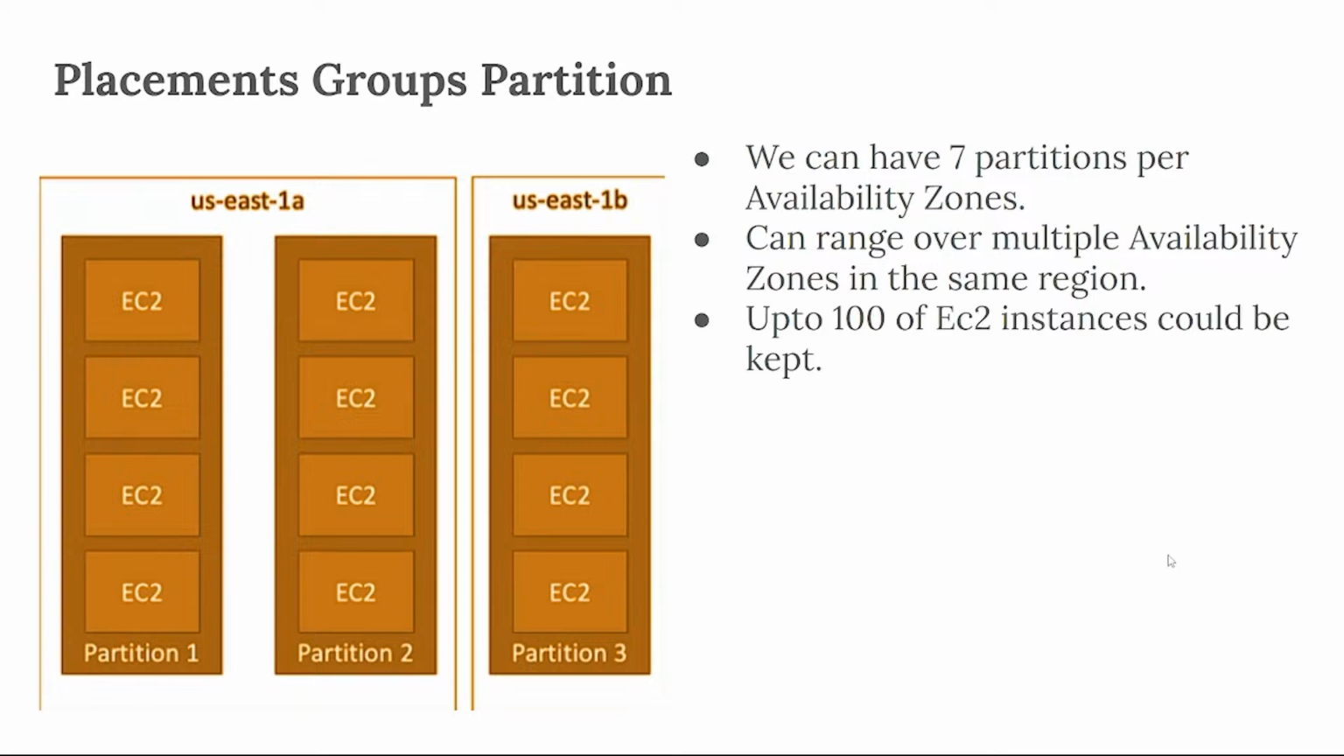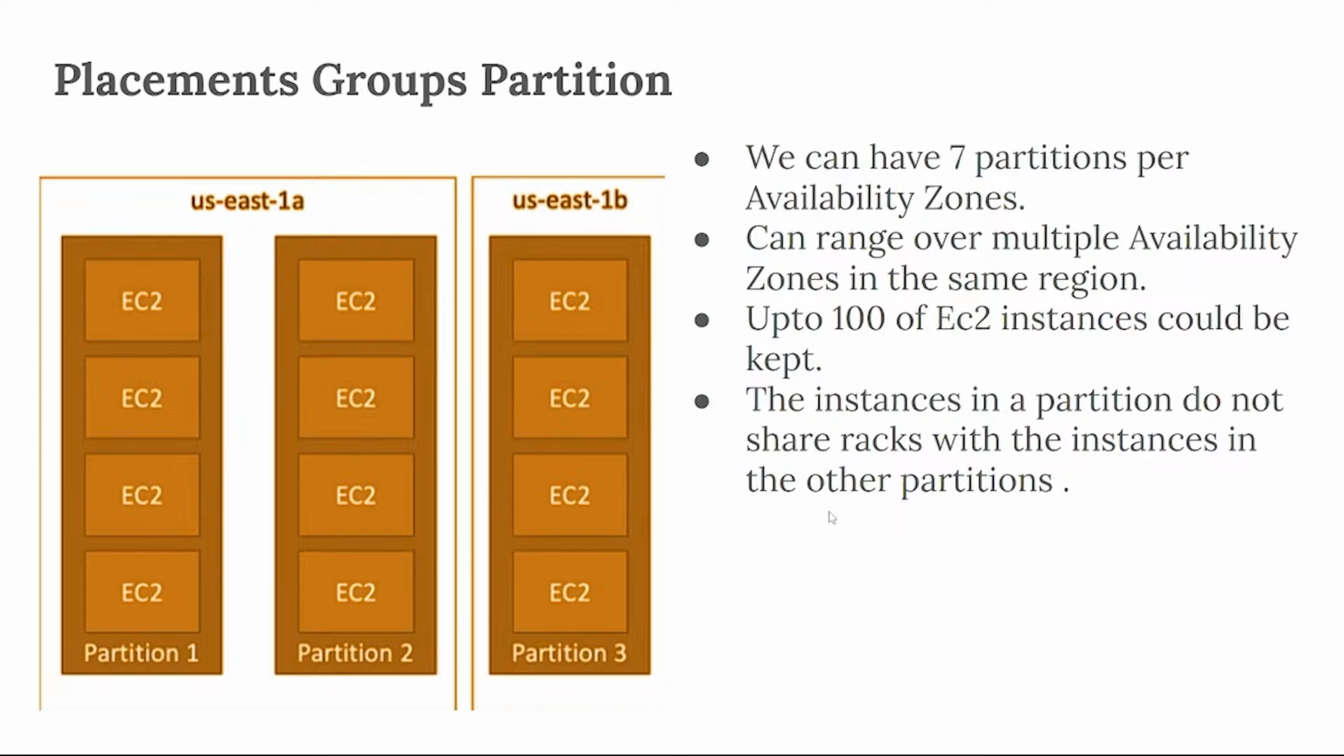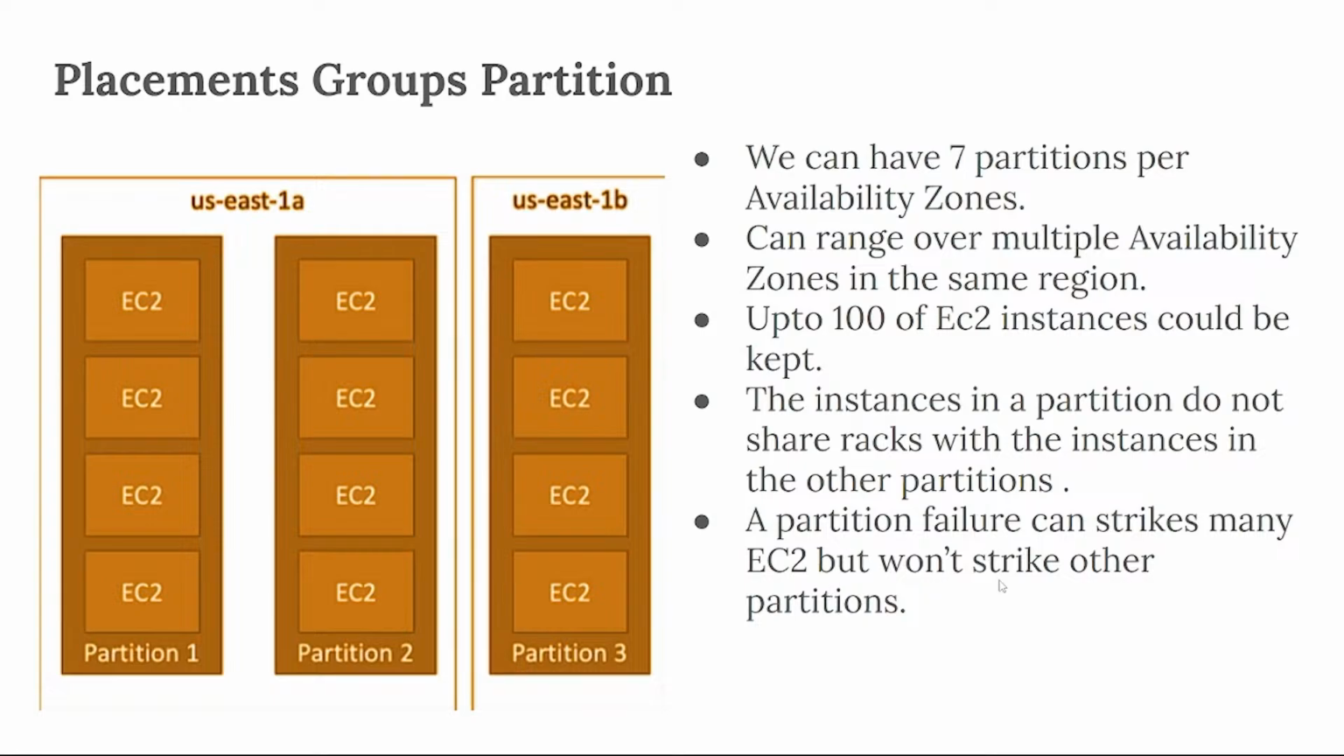Next, up to 100 EC2 instances could be kept, as I said. The instances in a partition do not share racks with the instances in other partitions. Next, a partition failure can strike many EC2 instances but won't strike other partitions. Suppose in my partition 1 there are 4 EC2 instances. If one instance fails, then the other instances in that partition would be affected, but the instances on a different partition won't be affected. So this is something better. This is something advanced about placement group partition.